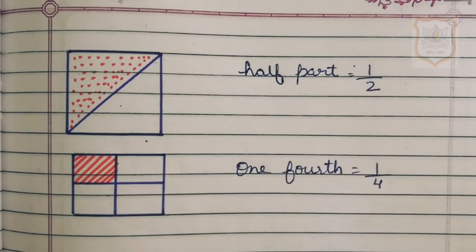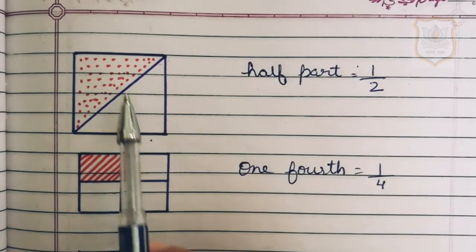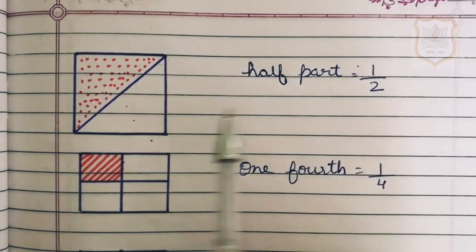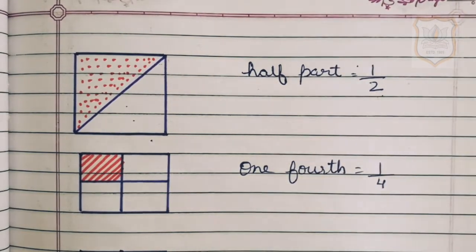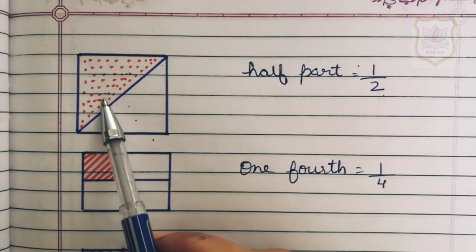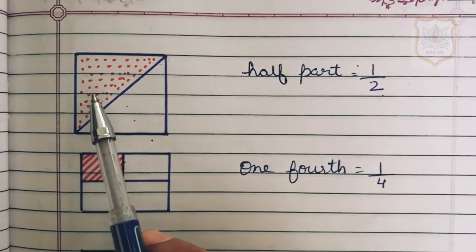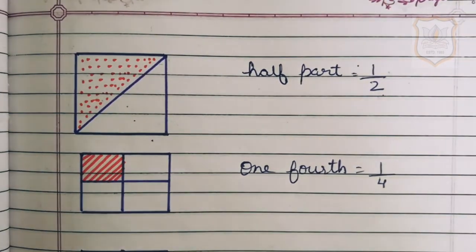Now students, here you can see this object has total 1 and 2, total 2 parts. So the total parts we will write here as a denominator, so 2 we will write here as a denominator, and the shaded part we will write here as a numerator. So 1 part is shaded, so here 1 we will write as a numerator.